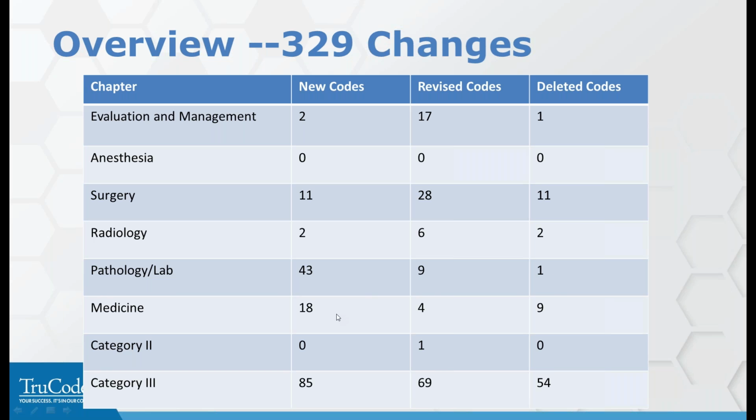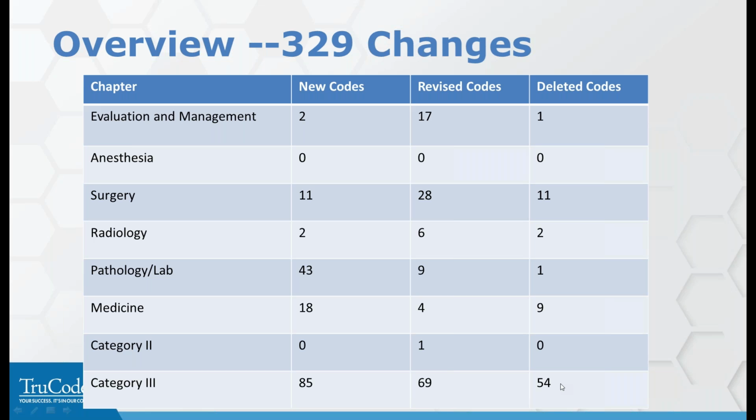In the medicine section, which is kind of that hodgepodge at the back of the book, there are 18 new codes, 4 revised codes and 9 deleted codes. Category 2, for anyone that does use the category 2 codes that end in F's for risk adjustment, quality measures, any of those areas, there was only 1 revised code. And in category 3, we did see 85 new codes, 69 revised codes, and 54 deleted codes.